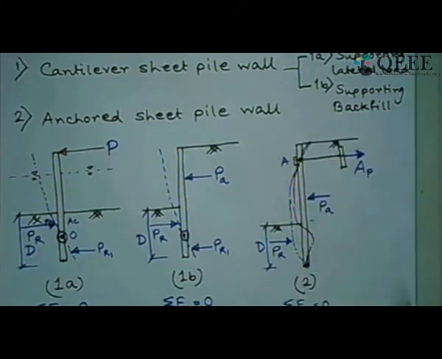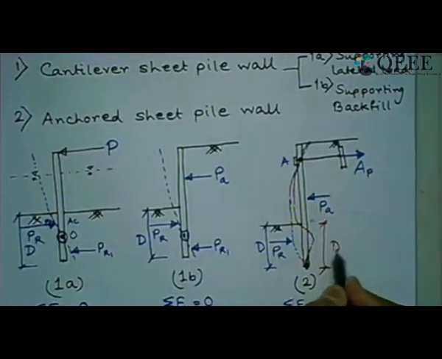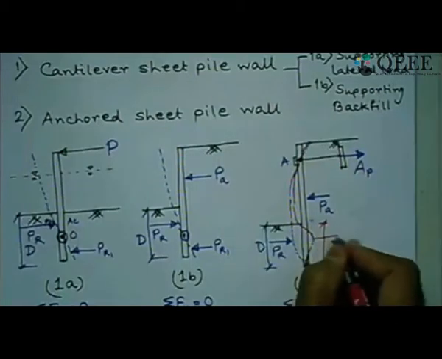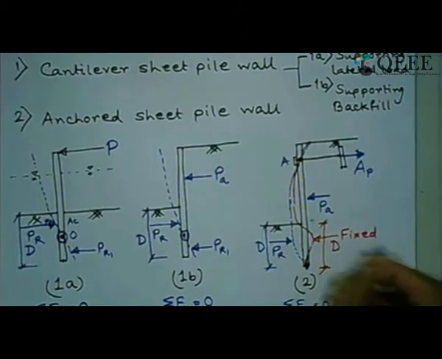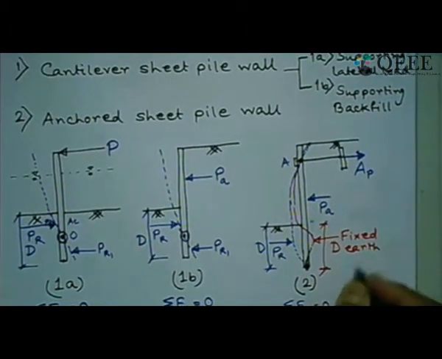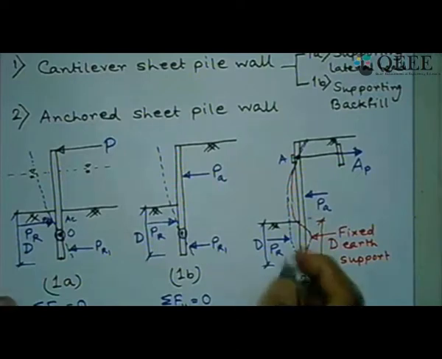This red color line which I have shown will happen only if this end point is acting as a fixed end. That means you have a sufficient embedment depth below the ground which provides a complete fixity at the bottom of this sheet pile wall, and because of that we call this way of solution fixed earth support. Whereas the other one which I have shown earlier is called free earth support.